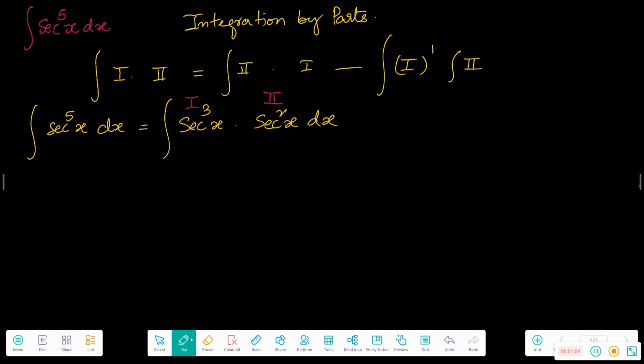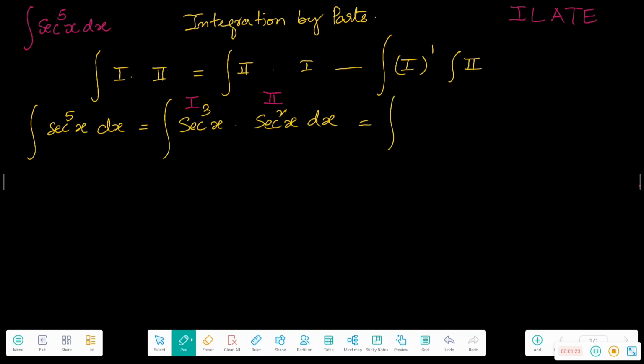It may not be needed in this scenario, but if you want to know which function is first and which is second, you can use ILATE. Whoever comes first will be the first function, and the next will be the second function. ILATE stands for inverse, logarithmic, algebraic, trigonometric and exponential.